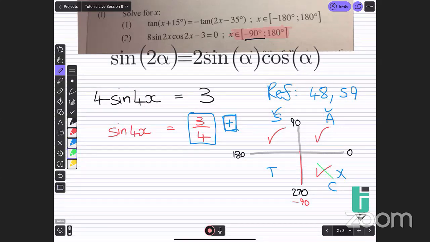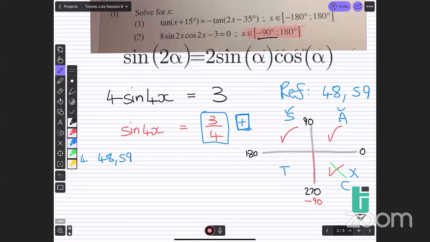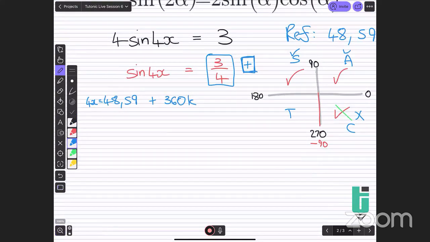Okay, good work. So now we know which quadrants we're in: the first and the second. Your first answer will be your reference angle because it's the first quadrant, so it's 48.59. 4x equals that plus what k? 360k. Why 360k? The 180k is only for the tan. The period of the sine graph is 360 degrees. What's the period of the cos graph? Also 360. And the tan graph? 180.